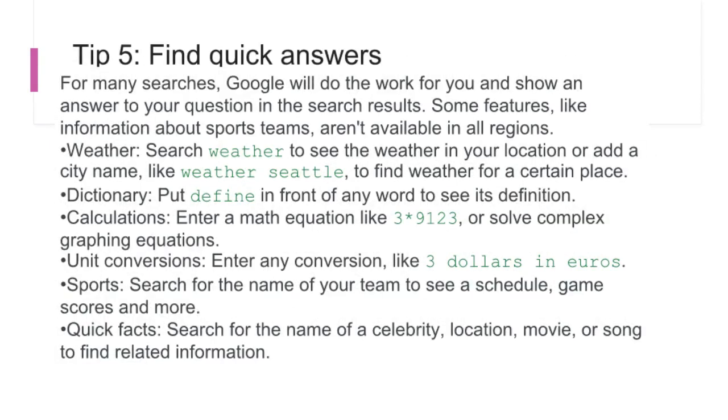Tip 5. Find quick answers. For many searches, Google will do the work for you and show an answer to your question in the search results. Some features, like information about sports teams, aren't available in all regions. Weather. Search weather to see the weather in your location, or add a city name, like Weather Seattle, to find weather for a certain place.